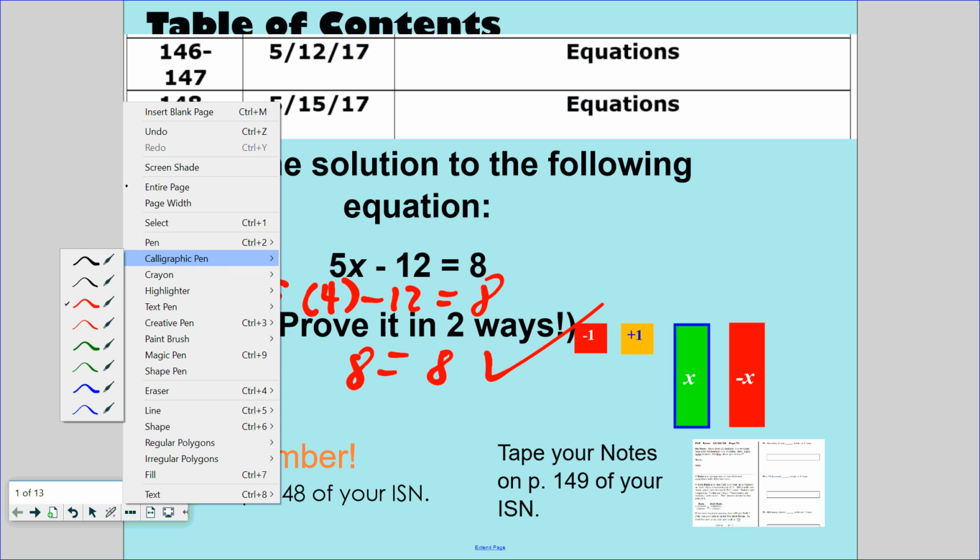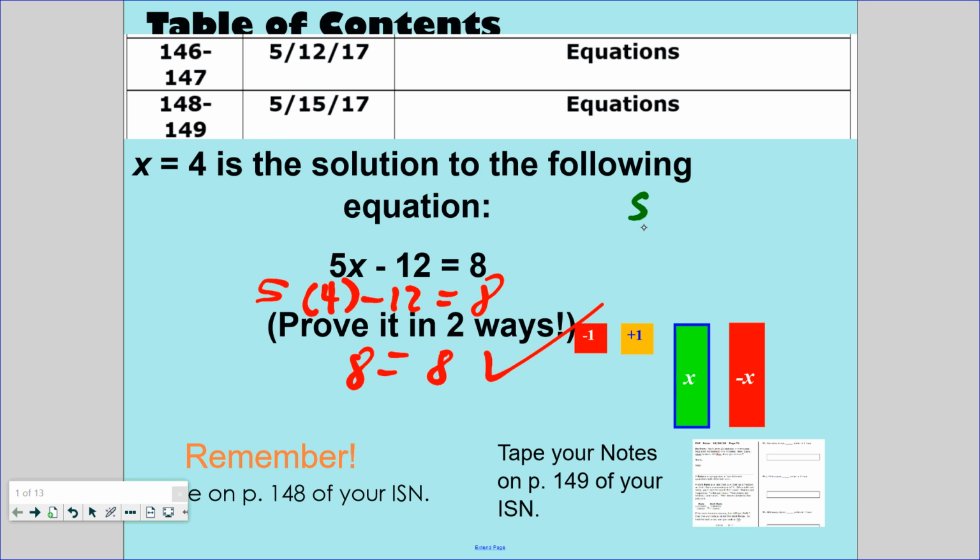Another way I can prove it is this way. 5x minus 12 equals 8. I'm going to solve it algebraically. I need to isolate x. How am I going to isolate x? I need to do the inverse operation of minus 12 with plus 12. This cancels, with zero pairs. Let's simplify it. 5x equals 8 plus 12, which is 20.